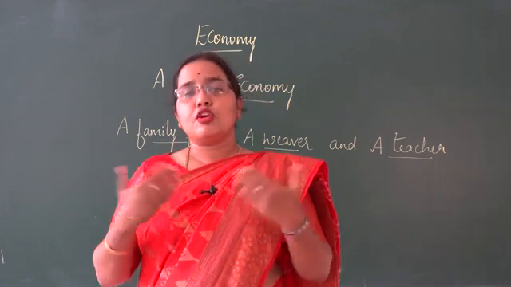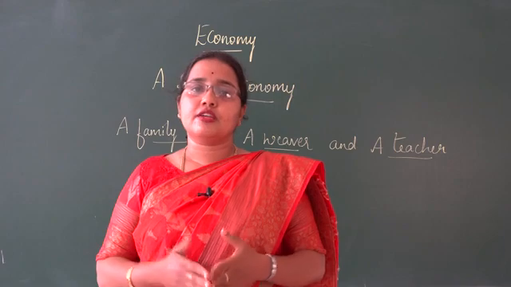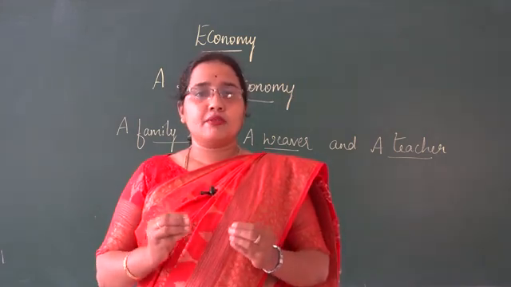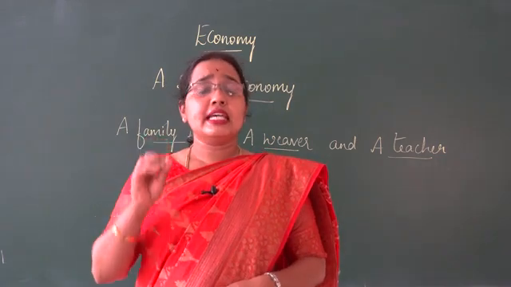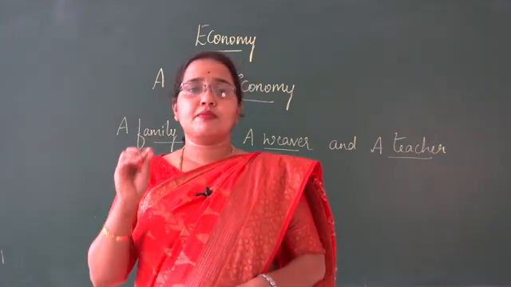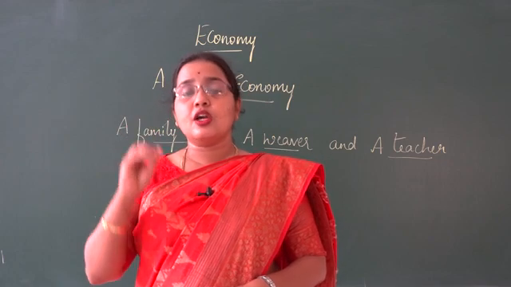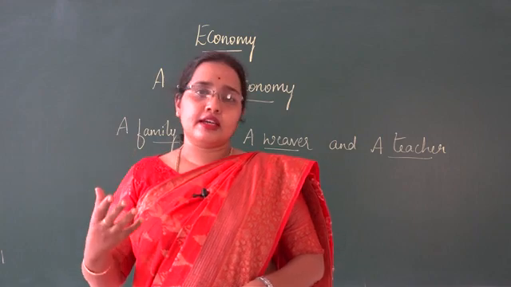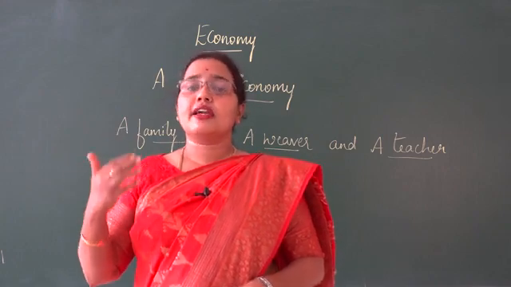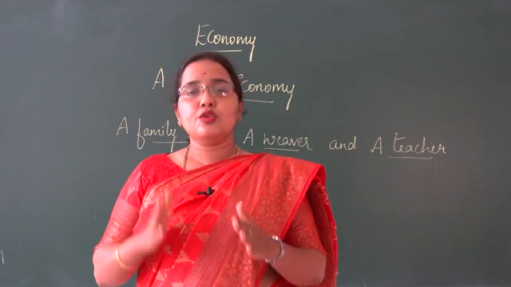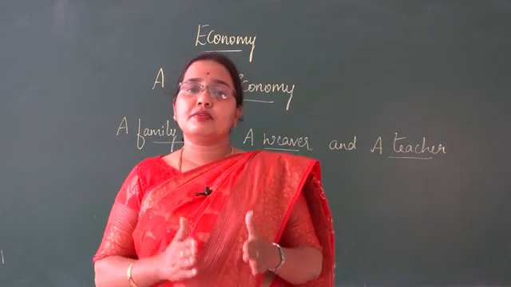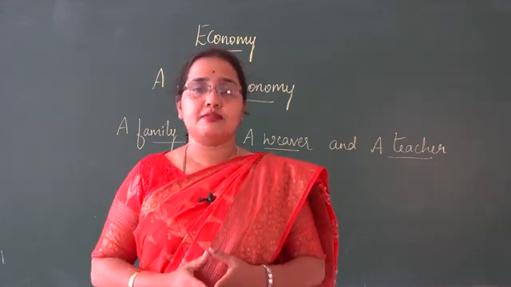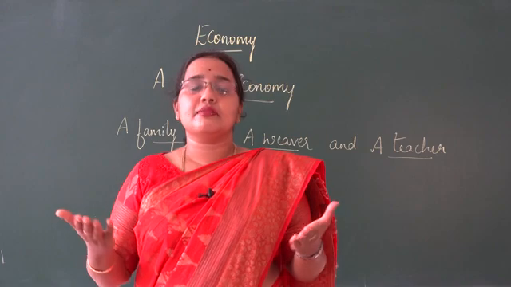Though we have many definitions given by different economists with regard to economics, the definition given by Lionel Robbins becomes more important because he highlighted the actual economic problem that is associated with all the economies of the world. In his words, economics is a science which studies human behavior as a relationship between ends and scarce means which have alternative uses. That means we humans have unlimited wants.